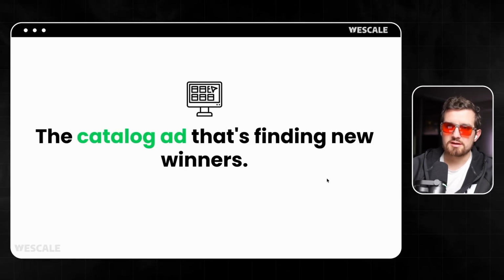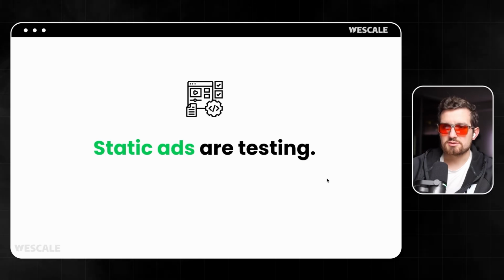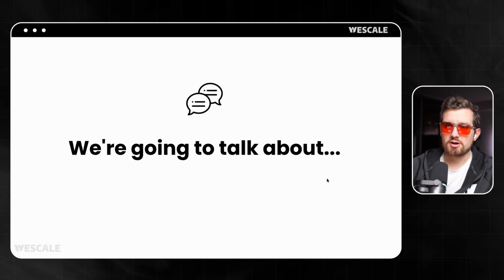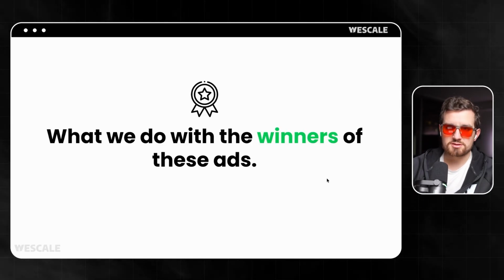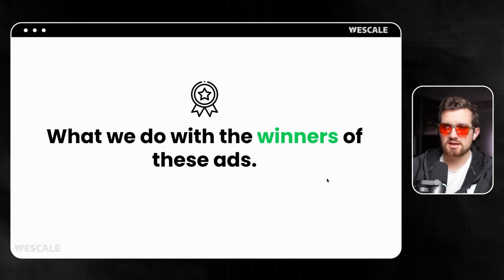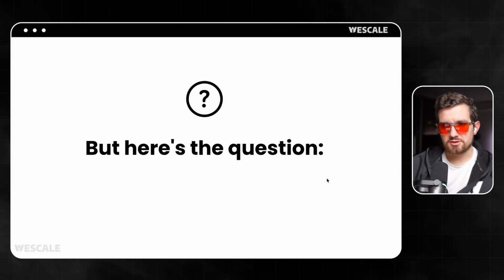So we have the catalog ad that finds the winners. Static ads are testing to build up engagement. And in the scaling roadmap, we are going to be talking about what we do with these winners. Like when we run it, say now it's Monday, what do we do with the static ads? That's what we're going to be answering next.